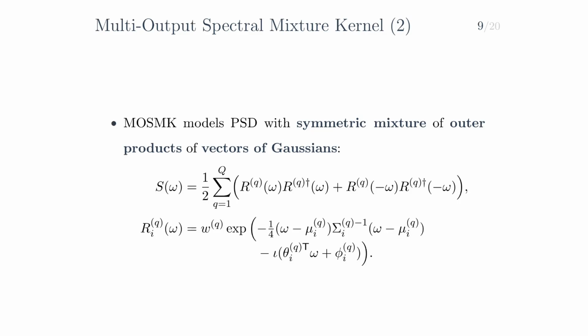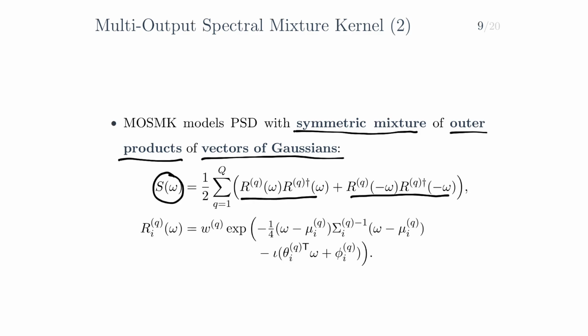The multi-output spectral mixture kernel models the power spectral density with a symmetric mixture of outer products of vectors of Gaussians. Now, that is quite a mouthful, so let us just pause for a sec and try to pick apart what that means and how it translates to the math below. It models the power spectral density, which is now a p by p complex matrix-valued function, with a sum of Q components. There, every component is a symmetric sum of outer products of a vector-valued function.